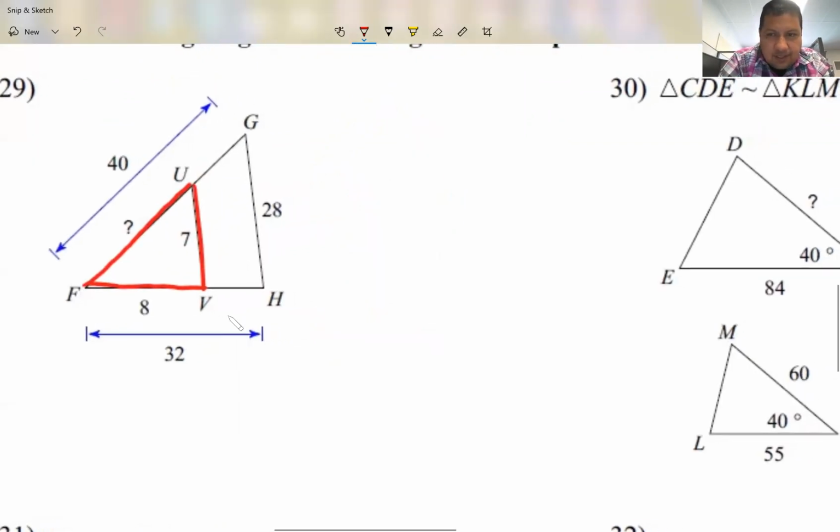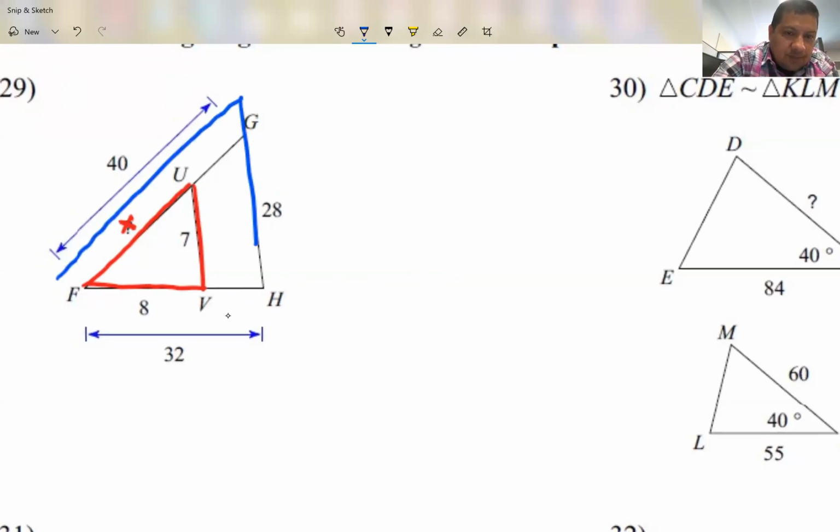Let me move this to the side. I have three sides of the triangle, X, 7, and 8. That question mark, I call it X. X, 7, and 8. I have three sides. To be honest, I only need two. But there's three. I got choices. There's another triangle. There's a big triangle.